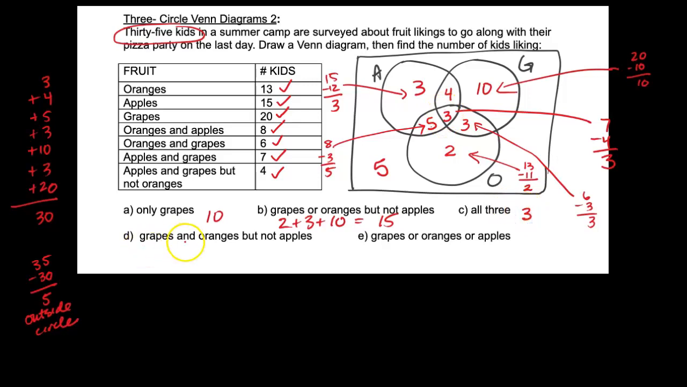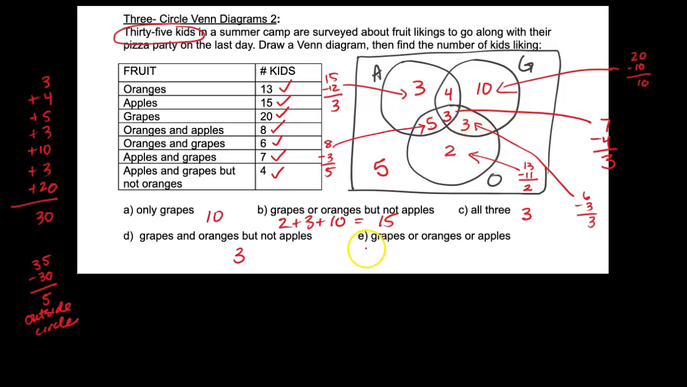How many kids like grapes and oranges, but not apples? Okay, so we're looking for where grapes and oranges overlap because and means they have to like both of them at the same time. So we've got grapes and oranges right here, but notice that I'm not including this 3, which would be inside the apple circle. So I'm staying outside the apple circle. So it looks like there are 3 kids who like grapes and oranges, but not apples.